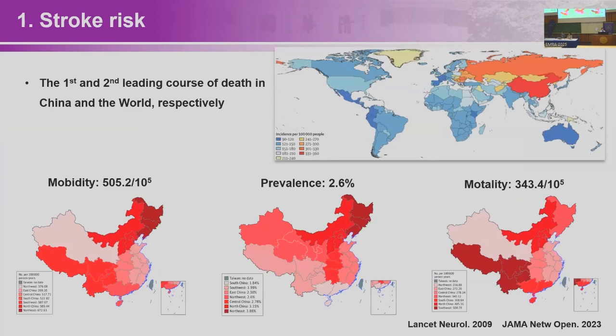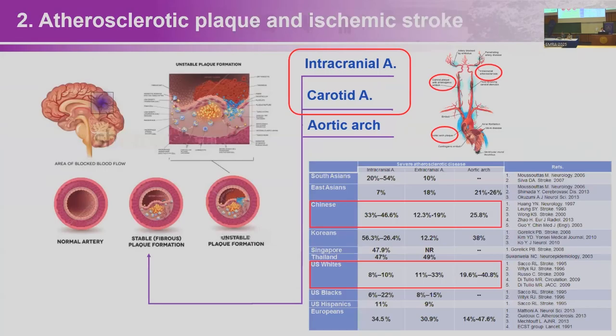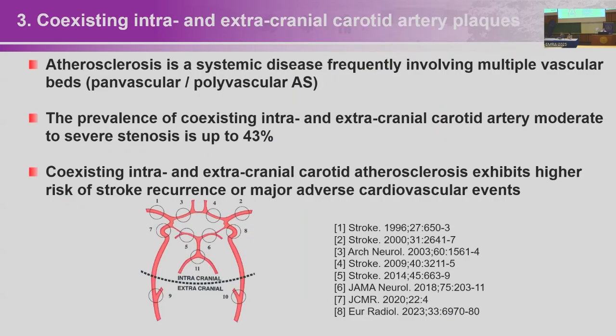Actually, stroke is the leading cause of death in the world. And a vulnerable plaque in the intracranial artery or carotid artery will trigger ischemic stroke. As a systemic disease, atherosclerosis frequently involves multiple vascular beds. Previous studies demonstrated that coexisting intracranial and extracranial carotid artery atherosclerosis is prevalent in stroke patients. The prevalence is up to 43%.